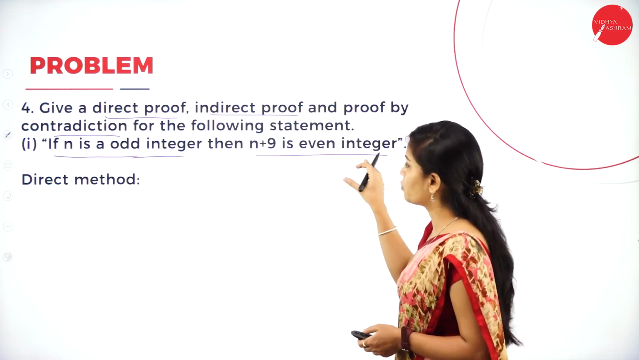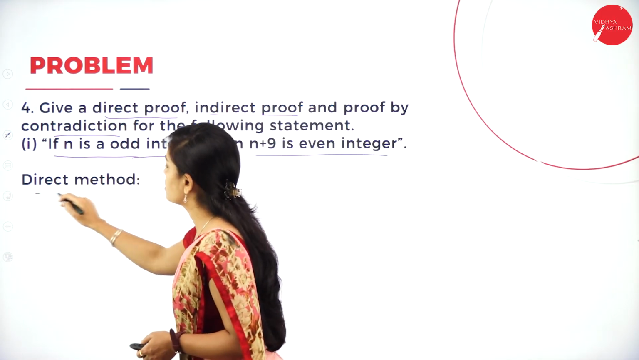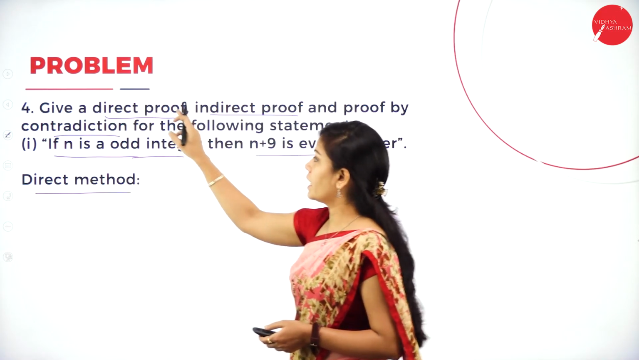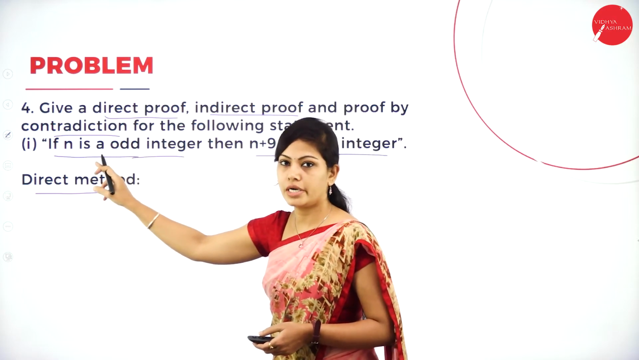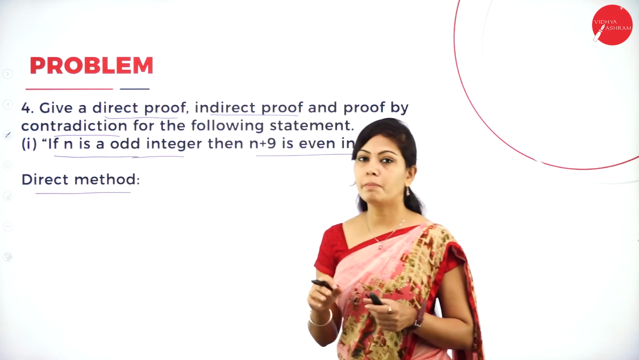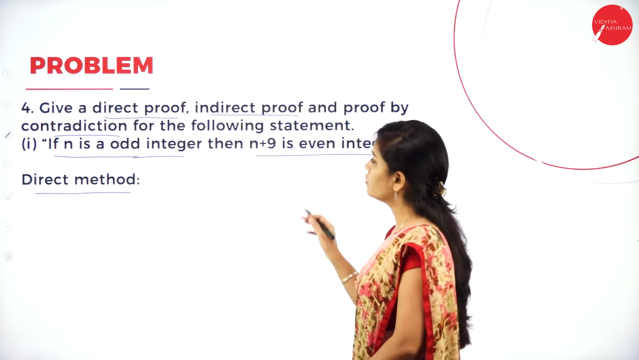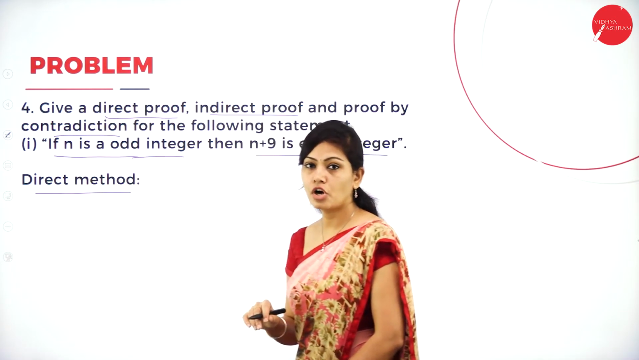So first I will prove this by the direct method. First is direct proof, second is indirect proof, then proof by contradiction. So first I will prove this by the direct method. Here first I will take n as an odd integer.